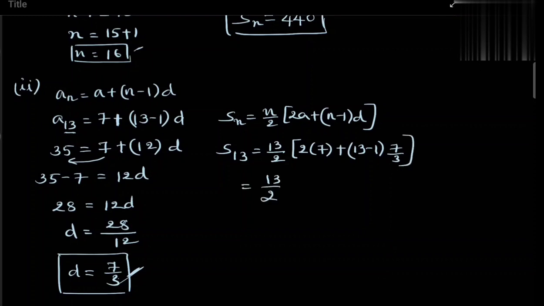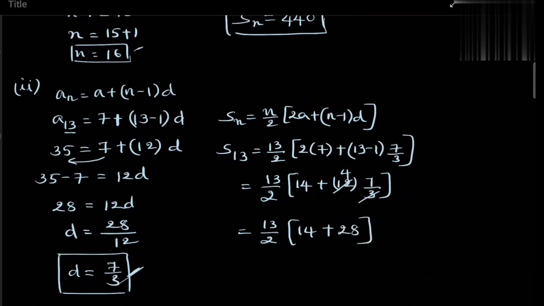So 13 by 2 as it is. So 7 2s are 14. So plus 13 minus 1 is 12. So 7 by 3 as it is. So now here divide, 3 1s are 3, 3 4s are 12. So 13 by 2. So 14 as it is. Plus 4 7s are 28. So 13 by 2 as it is. 14 plus 28, it will become 42.